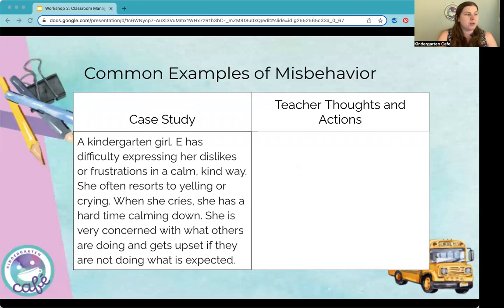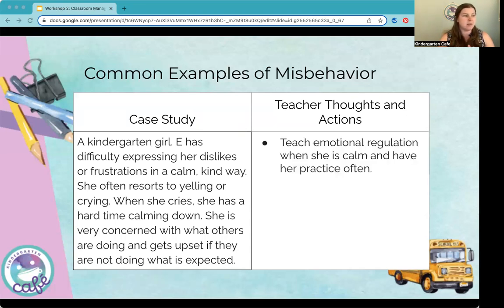So I'll just do a couple of these because I think common things I want you to see my thought process of when I see a child with misbehaviors. So there's a kindergarten girl, we'll call her E. She has difficulty expressing her dislikes or her frustrations in a calm, kind way. So she often resorts to yelling or crying. And when she cries, she has a very hard time calming down. And she's very concerned with what others are doing and gets upset if they are not doing what's expected.